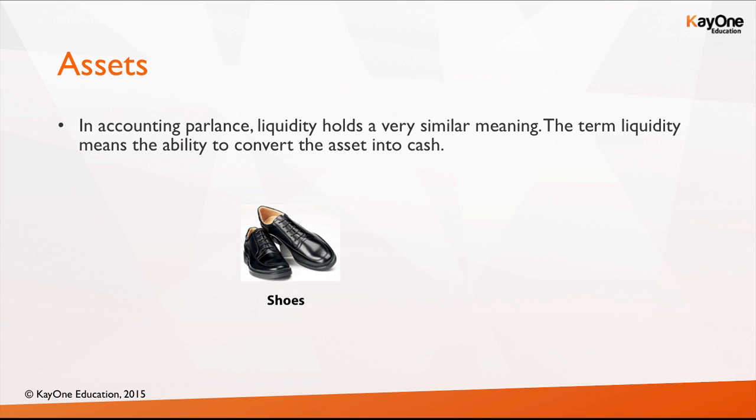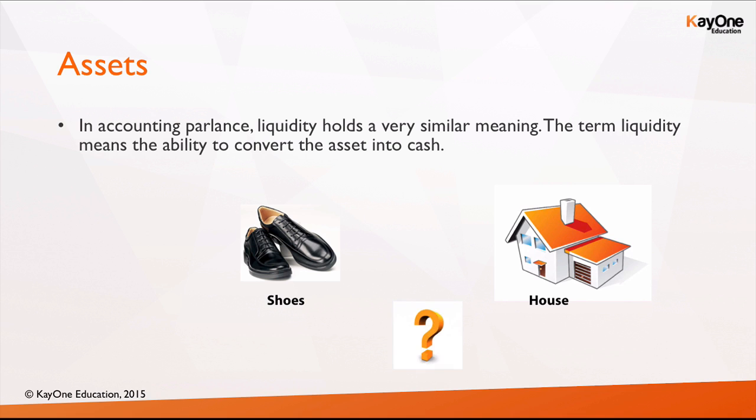So, when an accountant says that you have a lot of liquid assets, that means that you have a lot of assets which can be easily converted to cash. Highly liquid means it can be easily converted to cash. Let's take an example. Assume that you own two assets, shoes and a house. Can you tell me which of these are most liquid? Is it the shoes or is it the house?